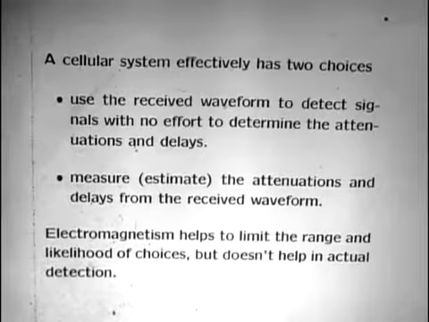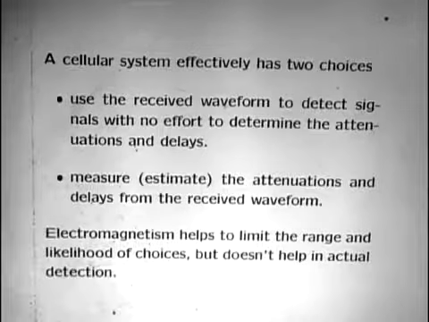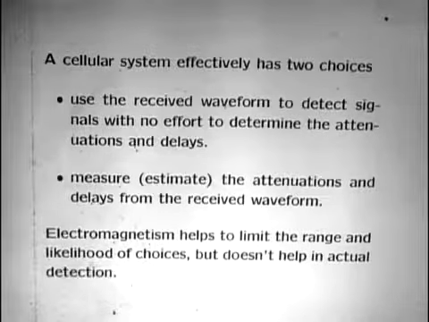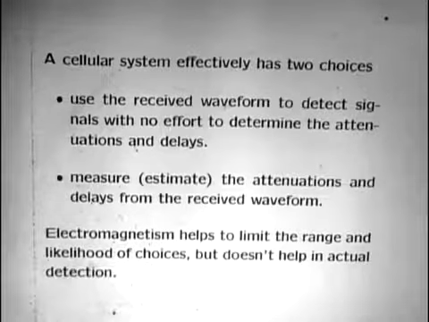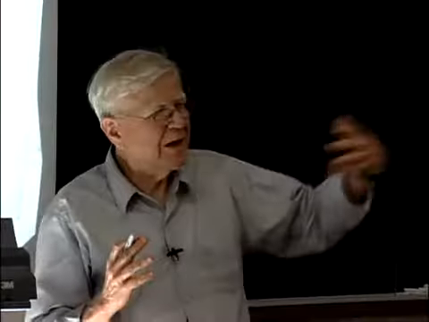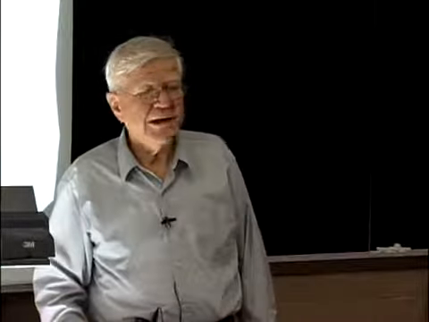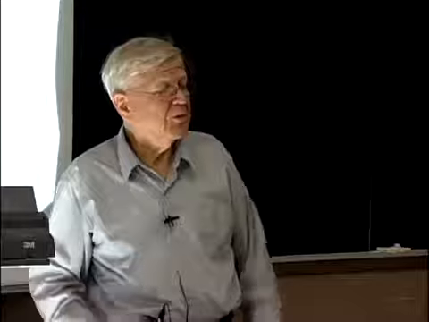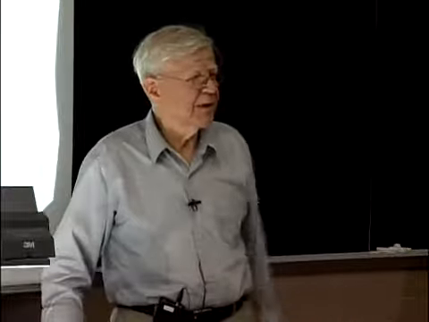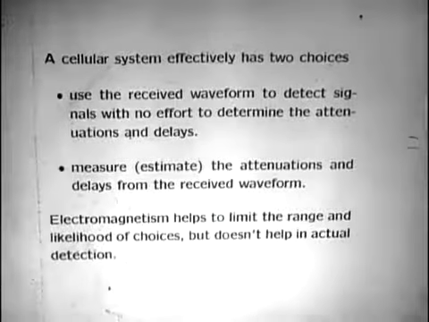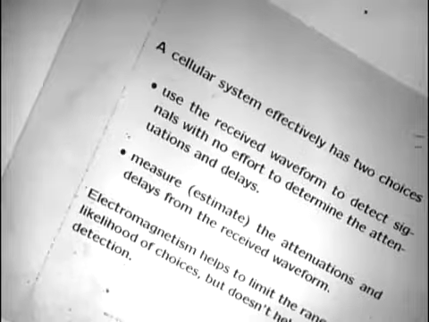And you're not going to store all those changes, because these radiations change remarkably within a period of just small fractions of 1 meter. And you have a coverage here which in fact is at least an area of, say, 1 kilometer times 1 kilometer. And then the reflectors are going to be moving also, so you can't deal with them very easily either. So it's a hopeless problem to try to solve the electromagnetic problem and store it someplace. So electromagnetism helps us to limit the range and likelihood of choices, but it doesn't help in actual detection.